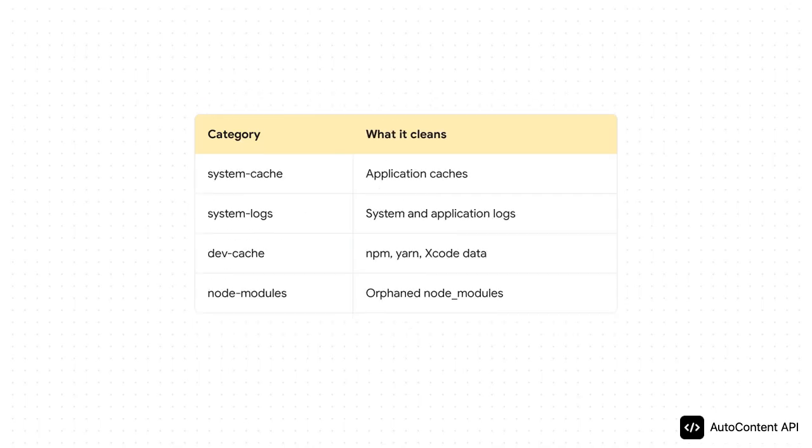Okay, next we have yellow. Think proceed with caution, but it's usually fine. This category is for stuff that's generally safe to get rid of, like application caches or system logs. Cleaning these out can free up a ton of space, but since they are tied to specific apps you use, the tool flags them as yellow just so you can give them a quick look. Honestly, for most of us, clearing these out is totally okay.